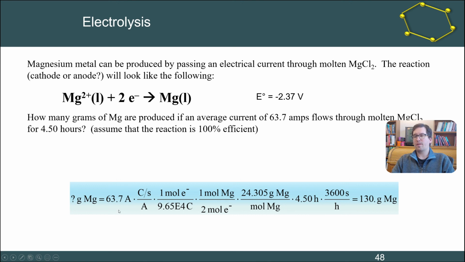We're passing this amount of current for 4.5 hours. And we're in units of seconds from all the way back over here. So we need to convert from hours to seconds. And so we're left then with our solution of 130 grams of magnesium. All right, so you might, again, if you're actually plating this out, depending on how practical it is, you might use a higher amperage just to get that reaction to go faster.